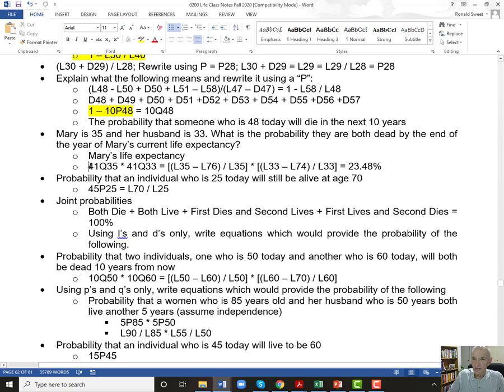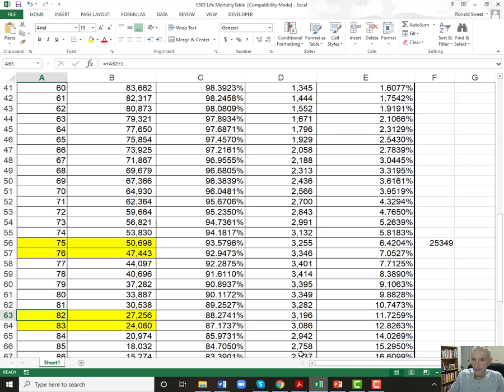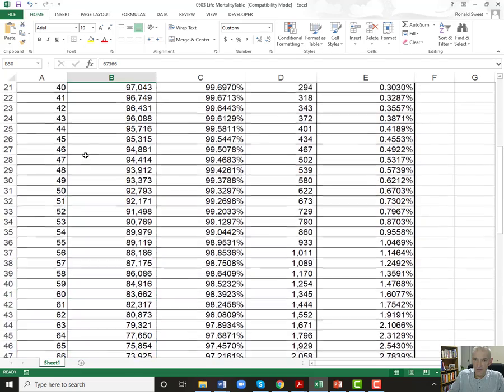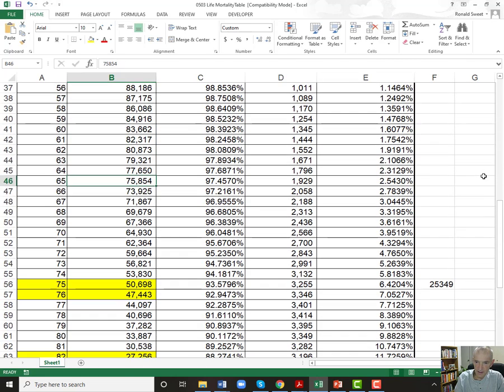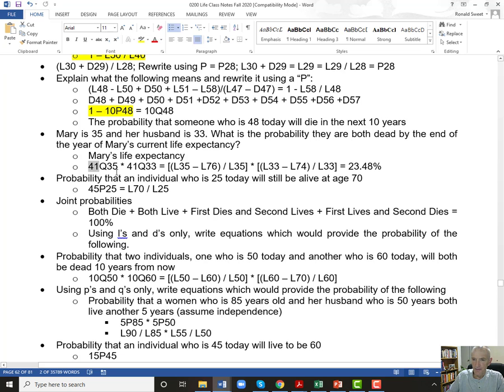So it's 76, so let's look at it, L35. L35 is 98,227, so we take 98,227 and divide by 2, so we're looking for 49,113. And there it is. I'm going to use the later year, like it said, 76. So 35 to 76, that's 41 years. So the probability of Mary dying in the next 41 years is 41q35.